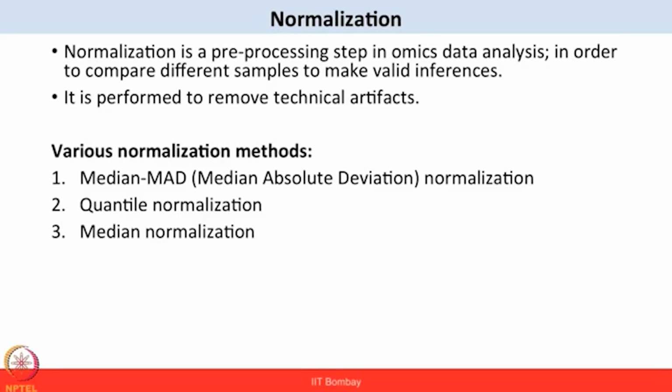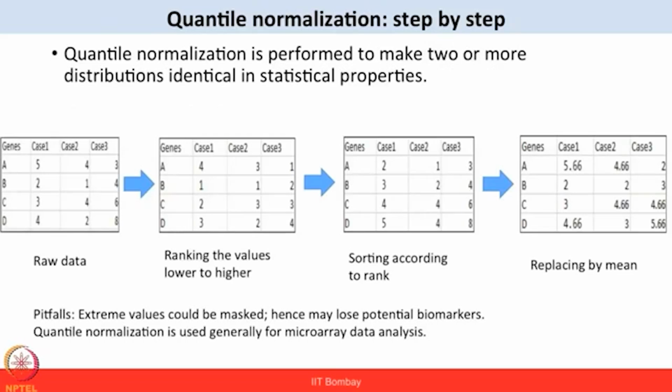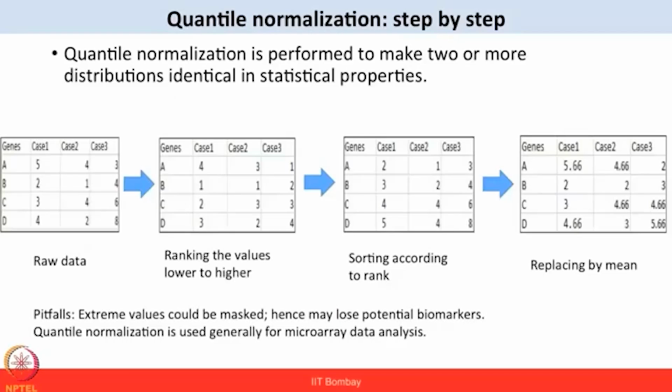Median MAD means median absolute deviation normalization. Now here in this slide we have shown you an example of quantile normalization, and quantile normalization is a technique for making two or more distributions identical in statistical properties. So let us take a case of 4 genes with 3 cases.